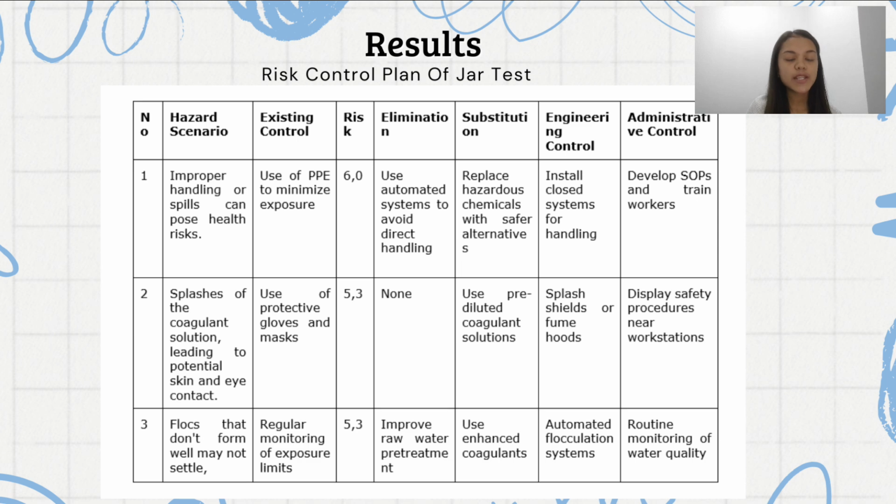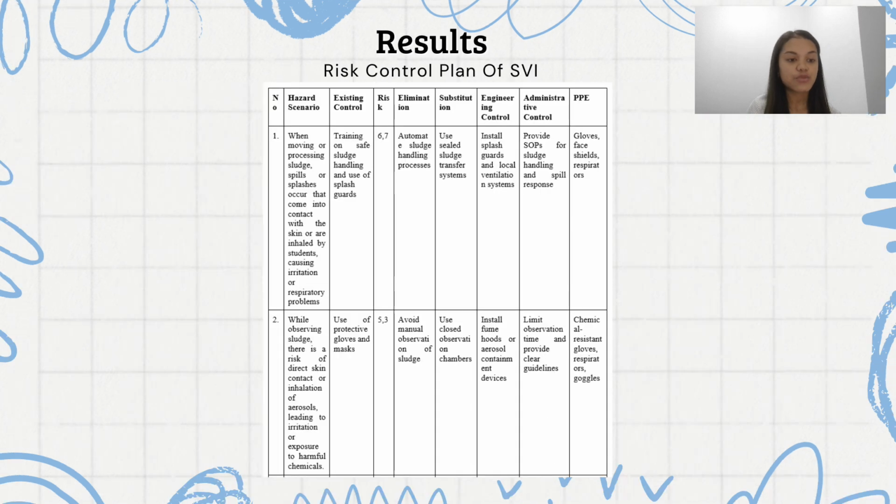So actually, the next one we have is the risk control plan for the jar test, and then for the SVI itself. And as you can see in the table, it's categorized by the hazard scenario, existing control, the value of the risk, the elimination, substitution, engineering control, and then the administrative control itself. Same as well for the SVI.